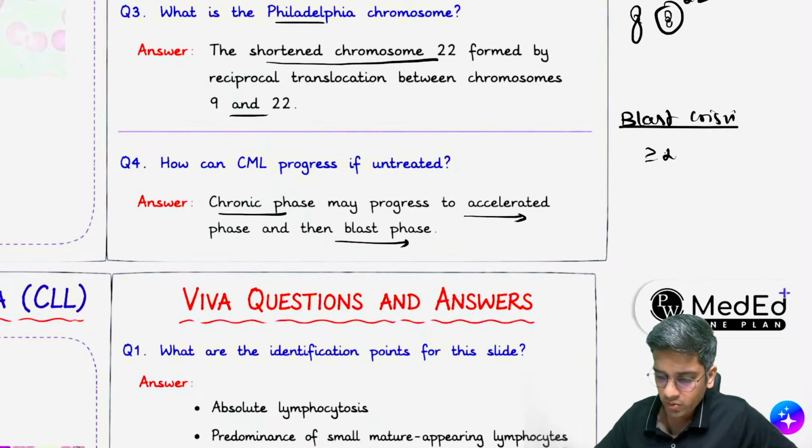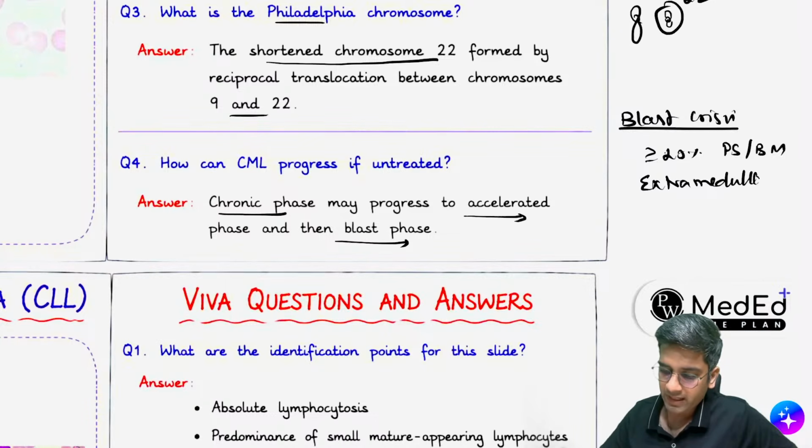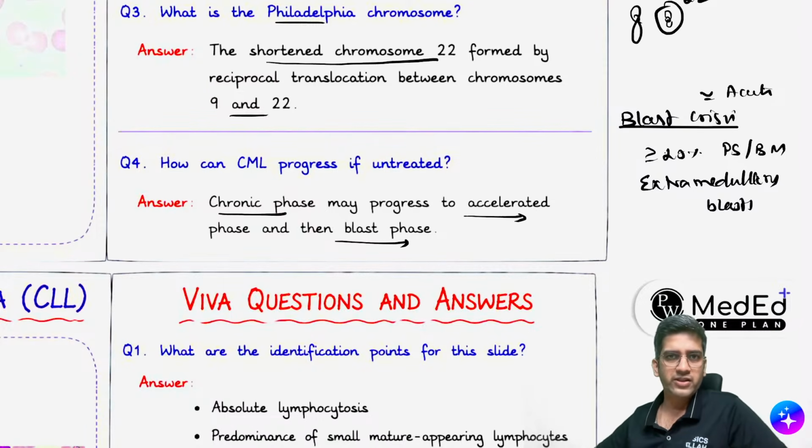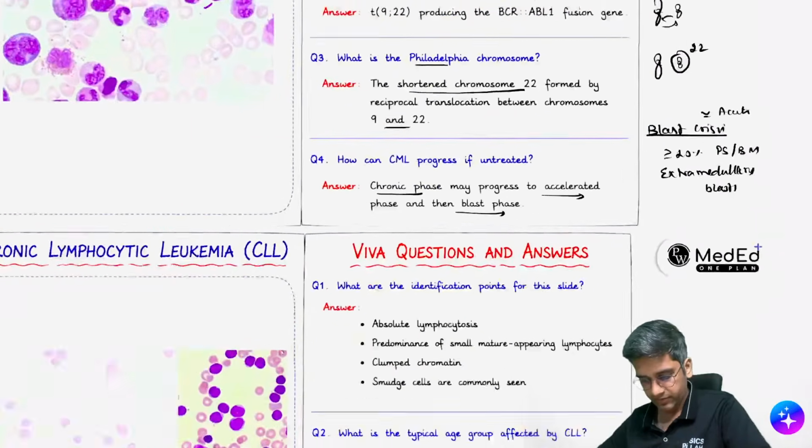So if there are 20% or more blasts in the peripheral smear or bone marrow, or I see extramedullary blasts like a chloroma, outside the bone marrow, I call it a blast crisis. Blast crisis is equivalent to it having become an acute leukemia, which can be acute myeloid or acute lymphoid, right? And the moment blast crisis happens, the prognosis drops like anything. Fine? Perfect. That's the fifth slide.